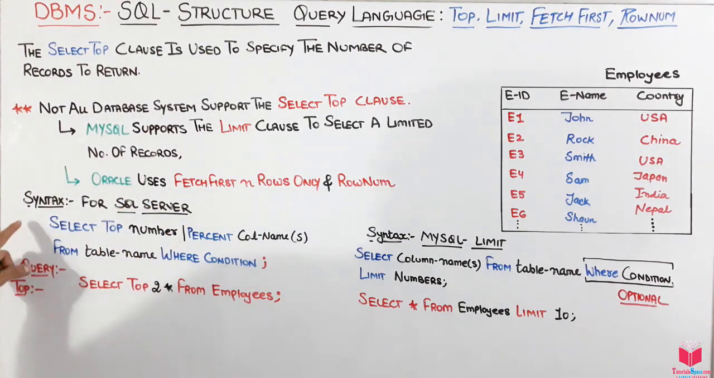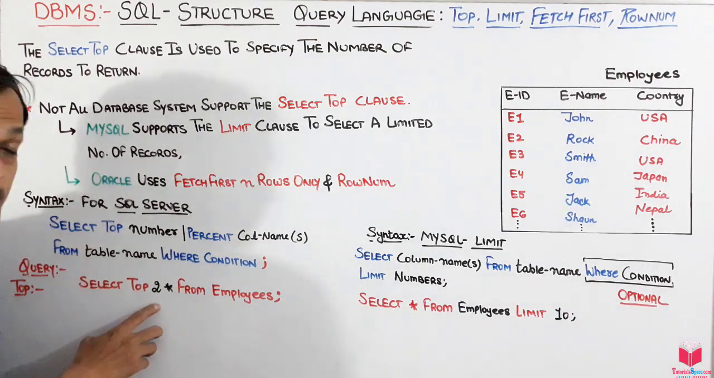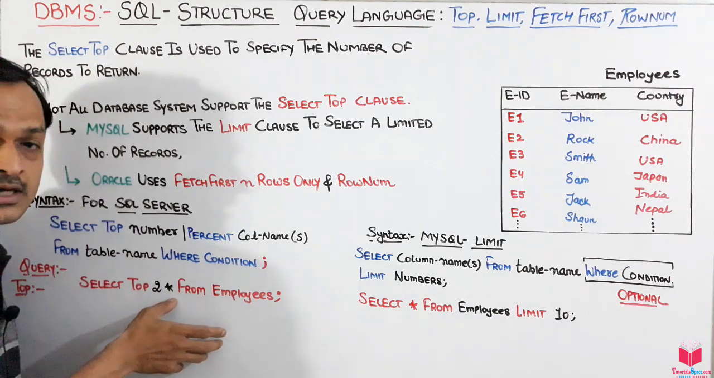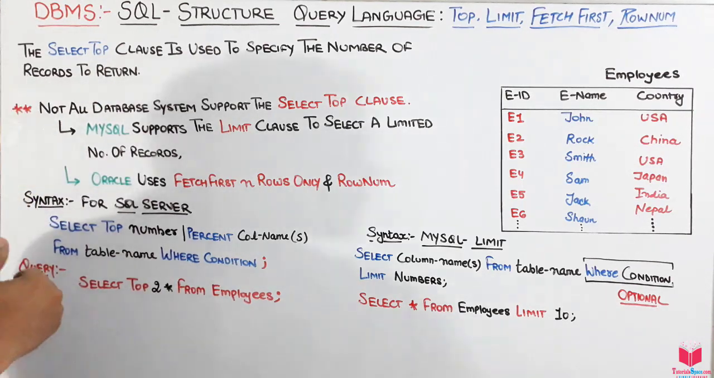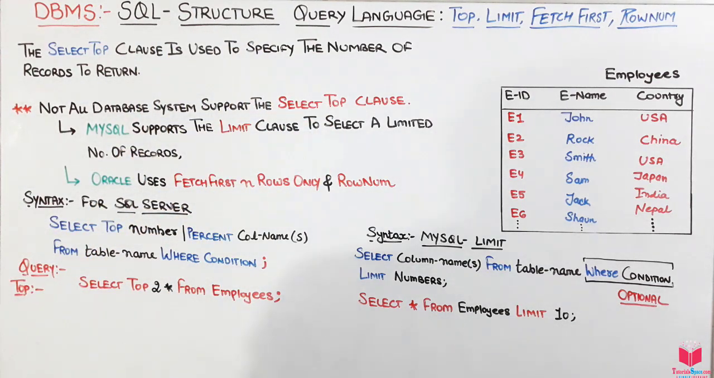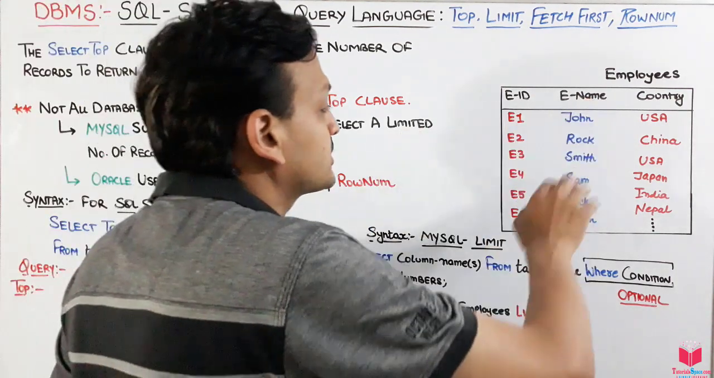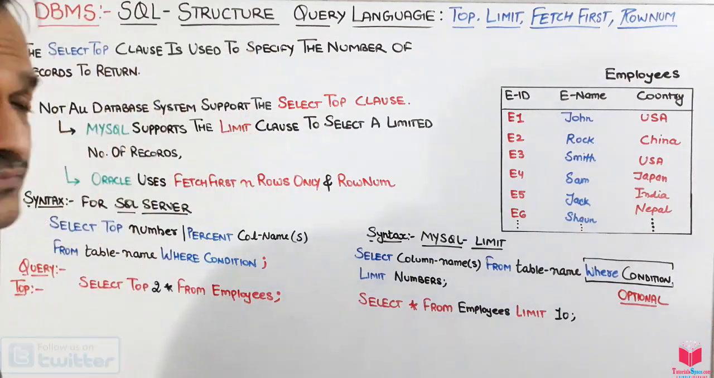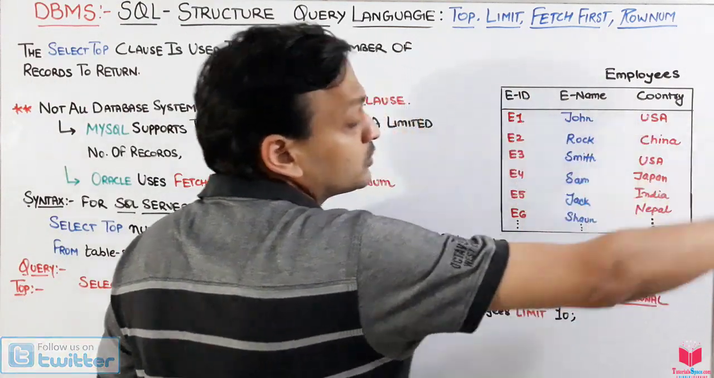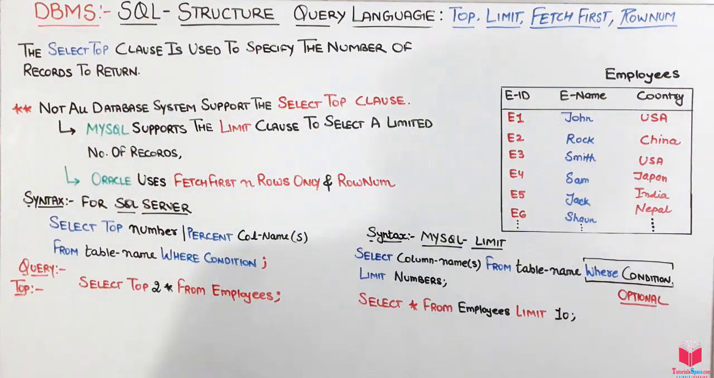Let's see, after the syntax, how we can write the query. SELECT TOP 2 * FROM employee. The star specifies all the columns. So it will select all the columns and show only the top 2 rows from this table. If I run this query on this table, it will display only the top 2 rows of this table.